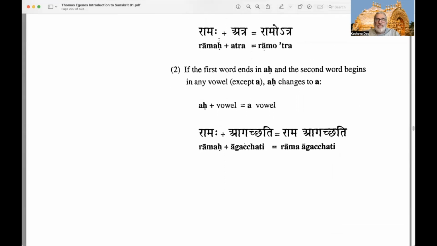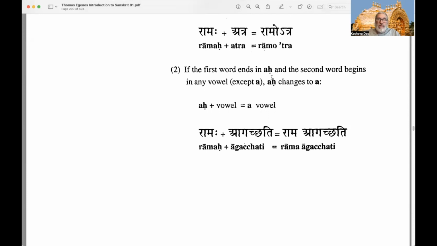I don't know why he didn't give the same example in the Roman script, but anyway. So Ramaha plus atra. Atra begins with a short a, right? Ramaha has a short a Visarga at the end of the first word, and becomes Ramotra. Ramo, and this symbol here that comes before the tra, which looks like an English S, is the apostrophe. It's the Devanagari apostrophe, which is called avagraha.